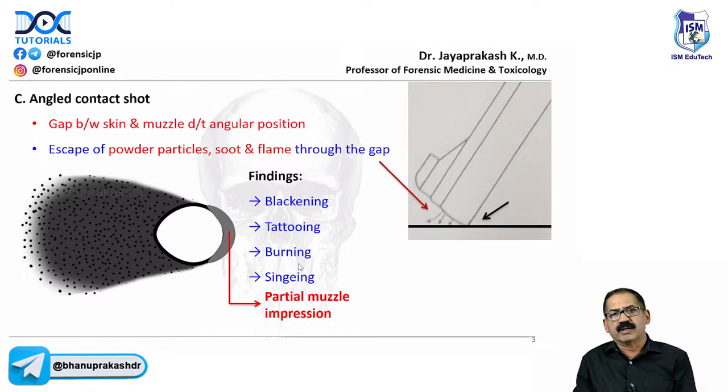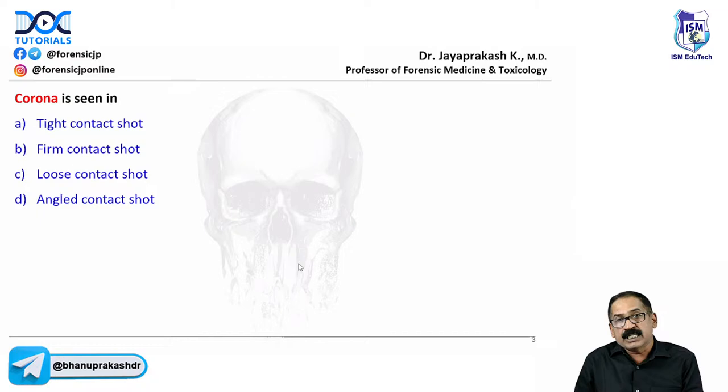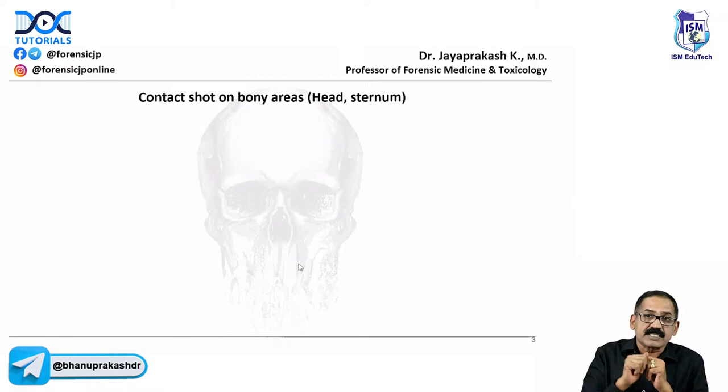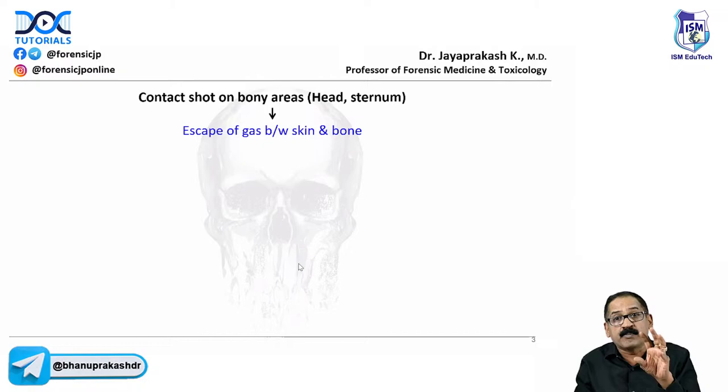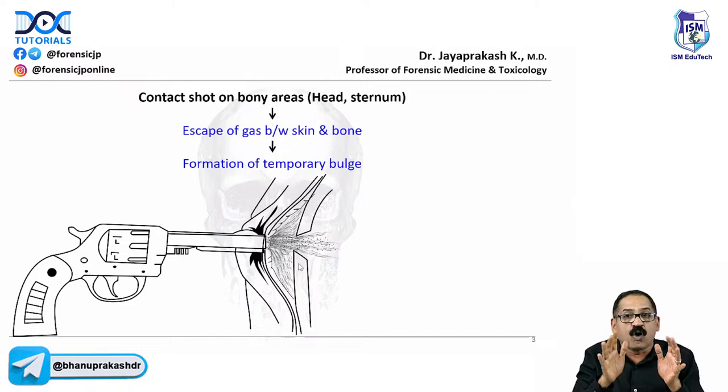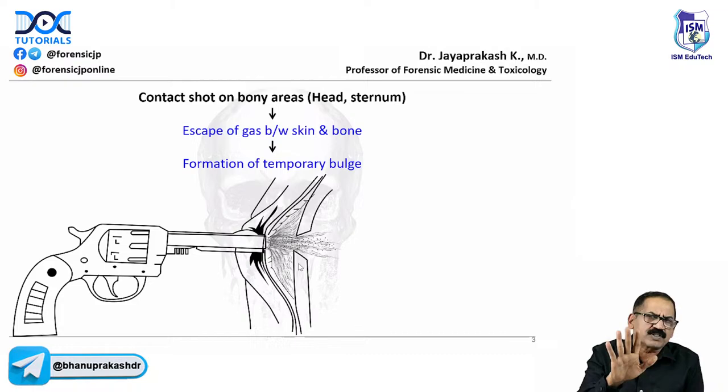Okay. Corona is seen in loose contact shot. But there is a difference if a gun is fired on bony areas like the skull or the sternum. Here what happens is, once the person fires the gun, majority of the gases will enter into the wound tract, but some amount escapes between the bone and the subcutaneous tissue, and it forms a temporary bulge. Temporary bulge.